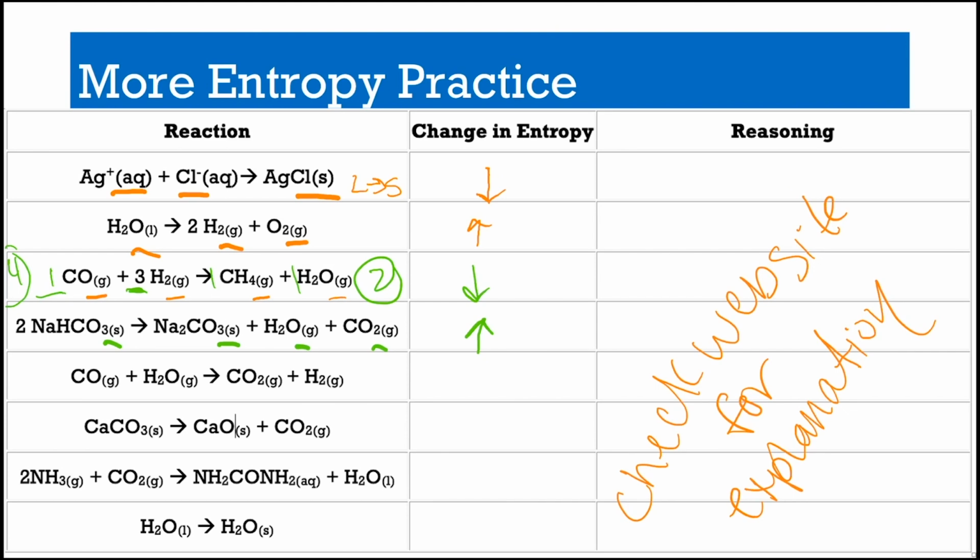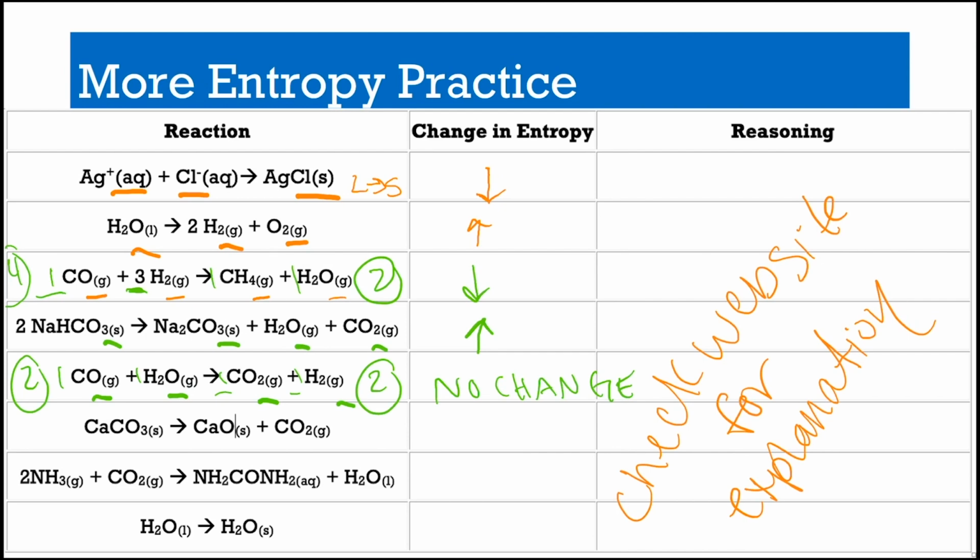The next one, everything is a gas, so that's not going to help us. If we look at the amount of stuff on either side, we have 2 moles of reactants and 2 moles of products. So that doesn't help us. This is not a trick question. You don't need to overthink it. There's no change. That's it. Entropy isn't changing in this example. That's 100% acceptable. It is okay. Nice. Okay, 3 more, then we're done.